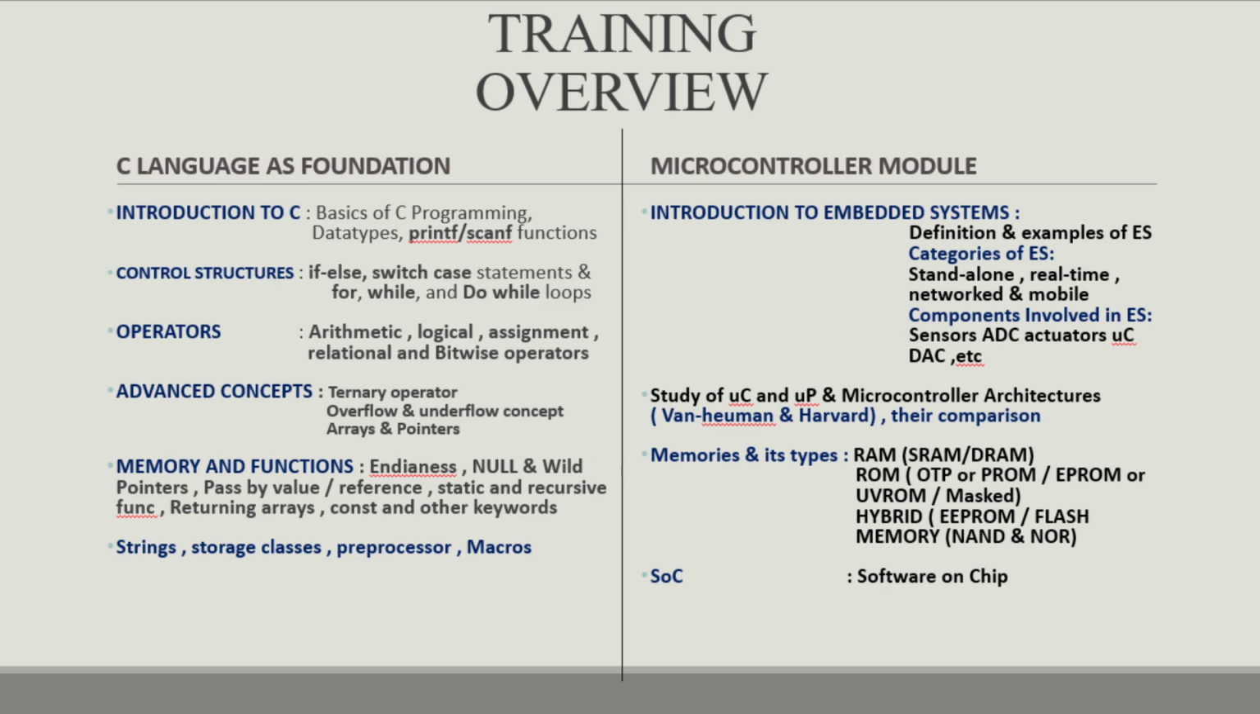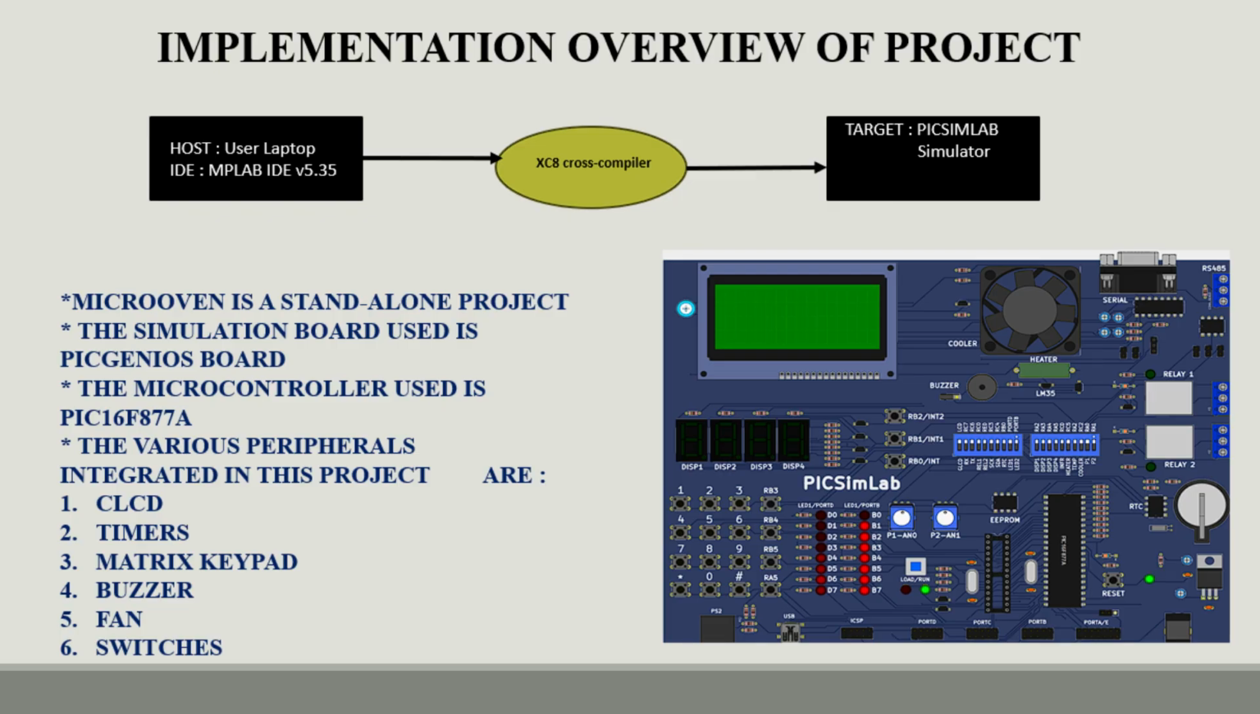Basically, the training phase was to build a foundation about C language and the microcontrollers, which was the major necessity in order to build the micro oven project. Now let us examine the implementation structure of the project, as to how and what things are involved in it. In order to build a micro oven, the hosting platform is the MPLab IDE version 5.35 functioning on the user's laptop, that is my personal laptop, and the target is achieved using the PiximLab simulator, which will display and verify the outcomes of the code.